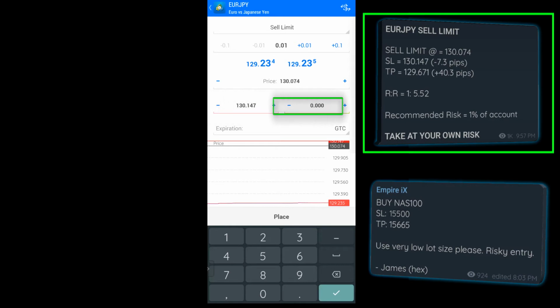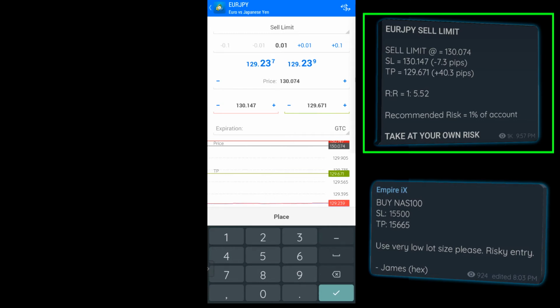To the right, we're going to put our TP. TP stands for take profit. So if we're correct and price sells from 130.074, then we're going to take our profit at this price point, which is 129.671. What that's saying is, if price starts selling off from where we're at, price is going to push down, and at this level is where we want to take profit and close our trade.